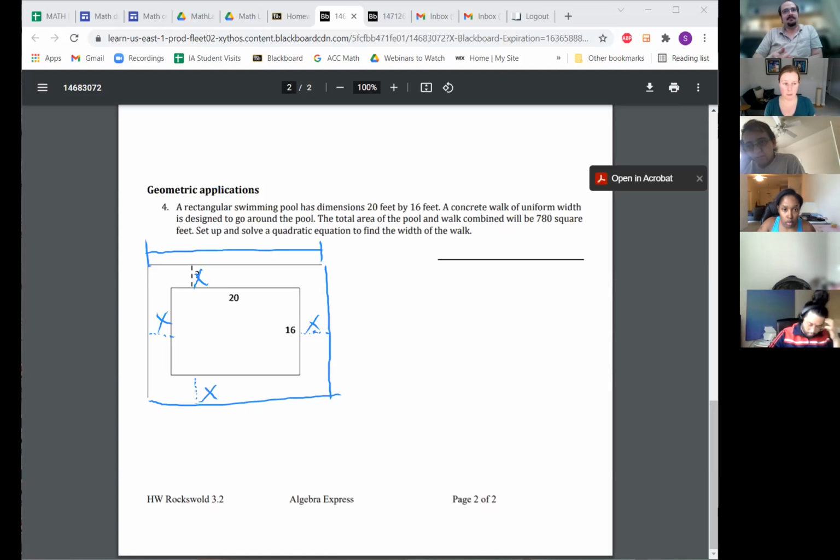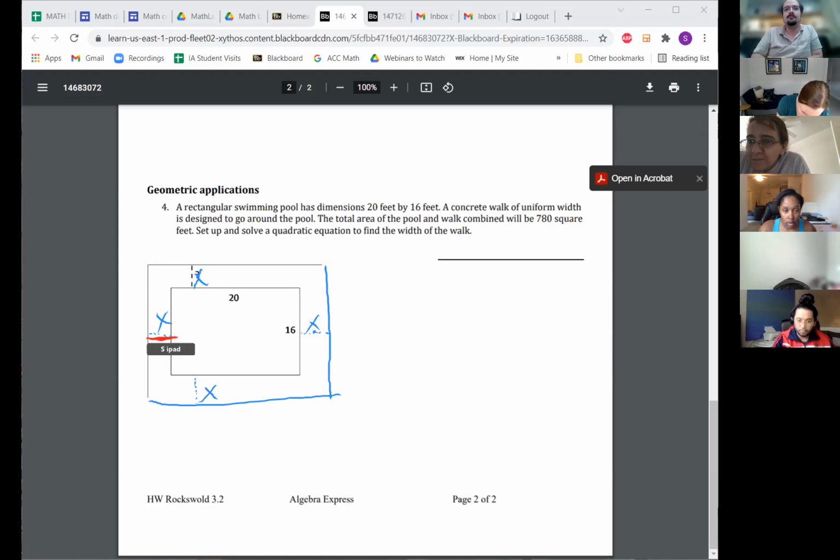See if anyone can figure it out. How wide is the whole big rectangle? It's too wide, 2x. We have a 20, right? Then you add the number, okay. So this piece, and this piece.